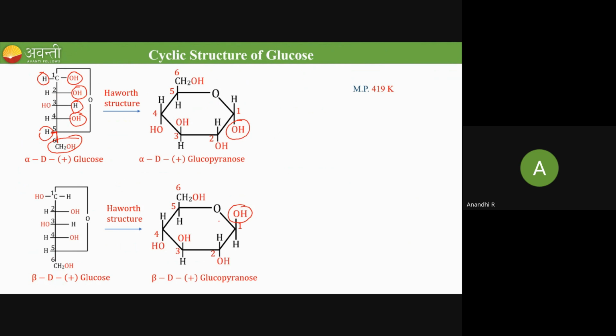Since time is up, I'll discuss the cyclic structure with you in tomorrow's class. So what we have seen today is carbohydrates, and under carbohydrates we have studied some introductory part and preparation. We have discussed two preparations, and I have discussed the chemical properties of glucose, and the classification was also there. So just go through this class.